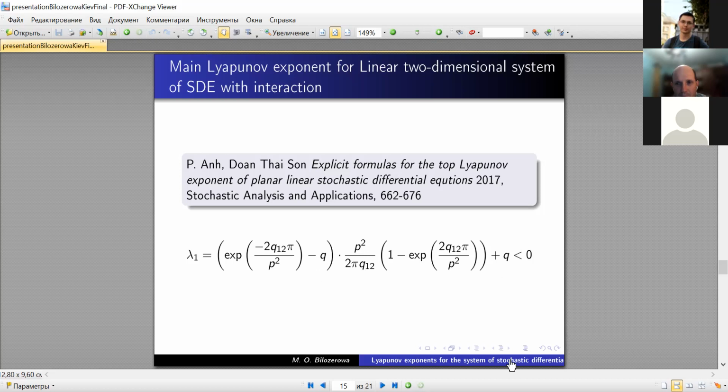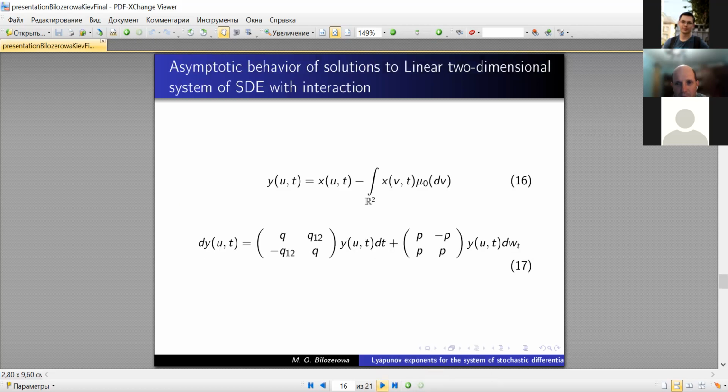If Q12 is positive, then for the second one, 1 minus exponent in the positive power is negative. So we also have that this third addend is negative, and plus Q is also negative. We have that it is also negative. So in all our cases, the top Lyapunov exponent is negative. And what do we do now? Then I considered the difference between my x from ut minus the center of the mass.